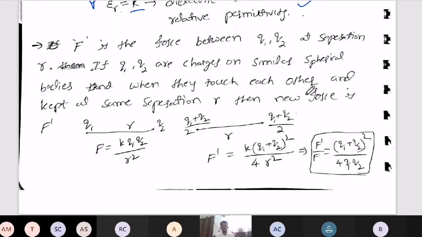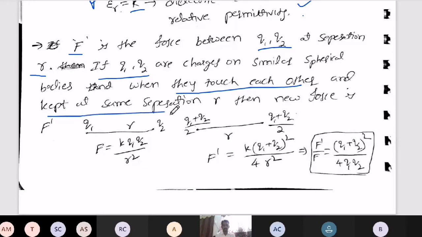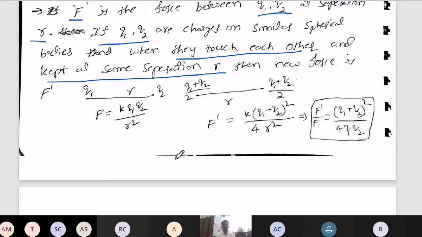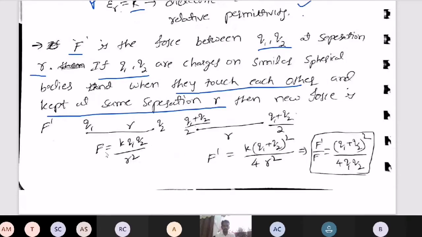Next thing. If F is the force between Q1, Q2 at separation R, initially there is a separation R between two charges and the force is there. If Q1, Q2 are charges on similar spherical bodies, and when they touch each other and are kept at the same separation R, then what is the new force? This is called conduction. The first situation is they are separated by a distance R. So what is the force between them? K Q1 Q2 by R square.